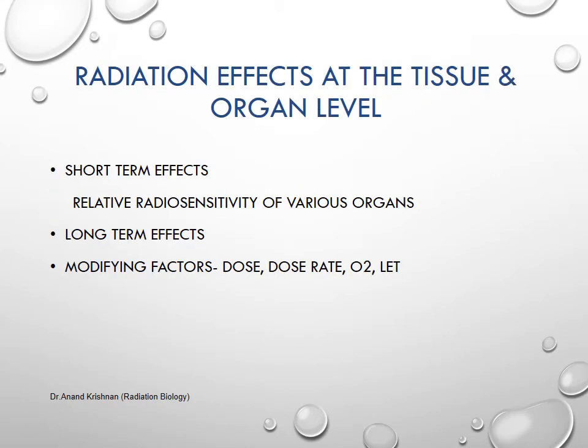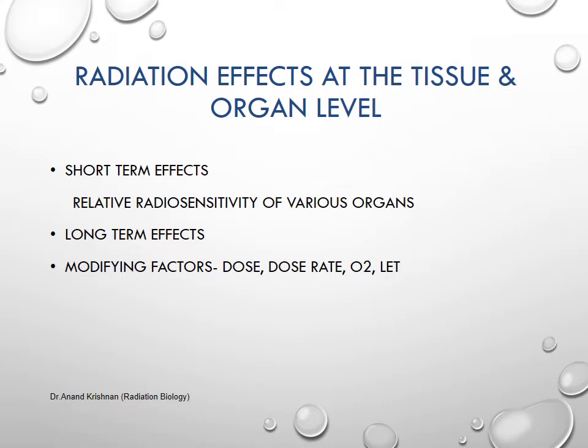So the effects that we have to understand here are the short-term effects, where there is relative radiosensitivity of various organs, long-term effects, and then modifying factors such as dose rate and LET. So the cell, the basic structural unit of the living organism, is composed of a central nucleus and surrounding cytoplasm. So the ionizing radiation may affect the nucleus, the cytoplasm, or the entire cell.